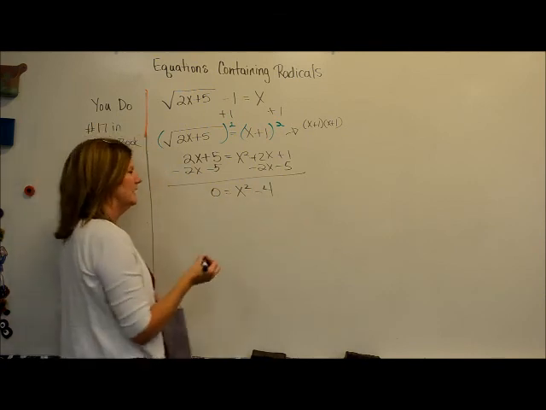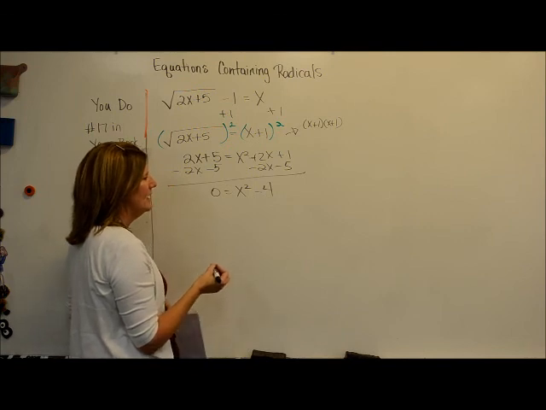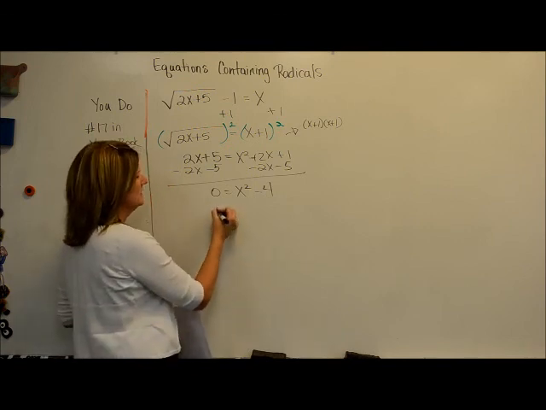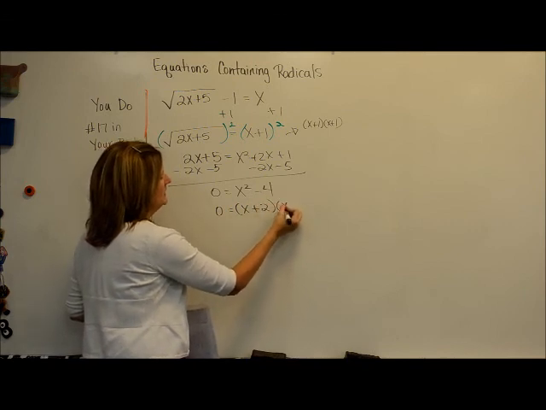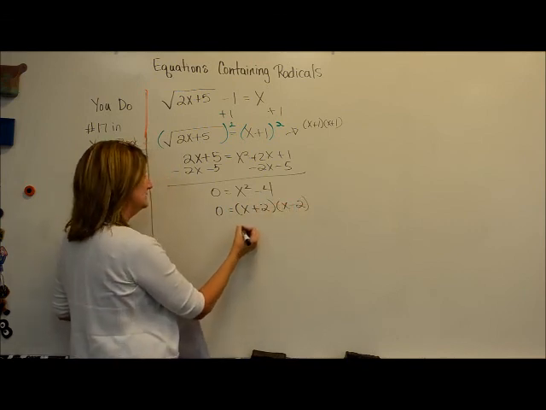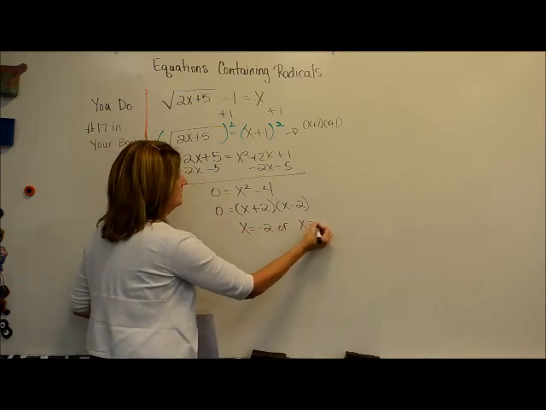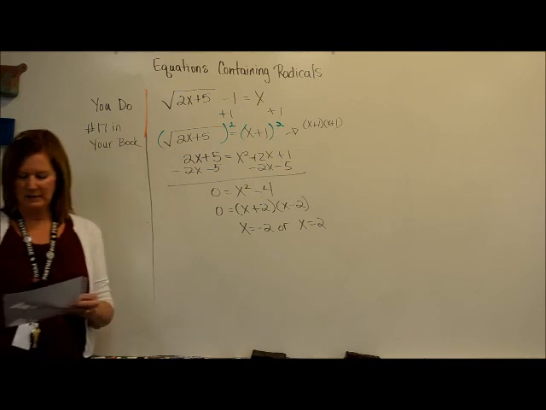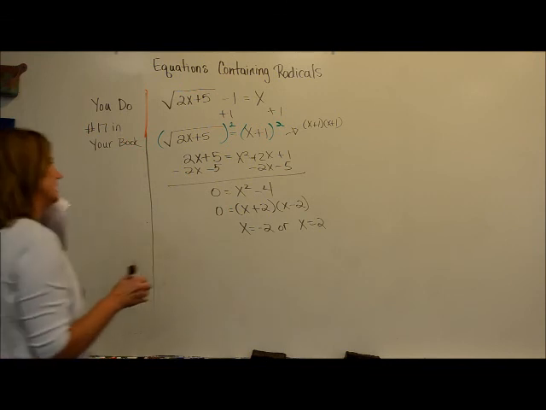Okay, so it's a little different looking. I think what I'll do then is I have difference of squares, so 0 equals x plus 2, x minus 2. And so x equals negative 2 or x equals 2. Well, those have to be checked. So hopefully you check them.